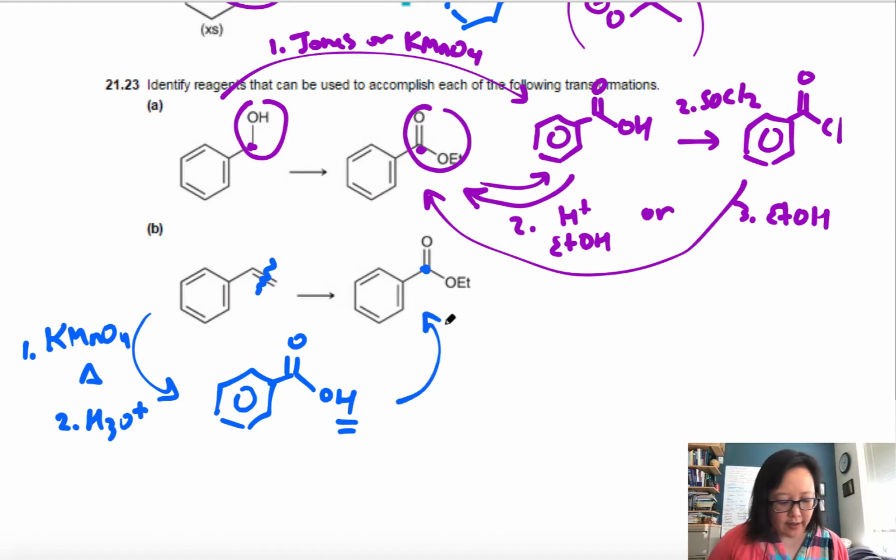And then to go here, you could do the same thing we did here. You could either convert to acid chloride and then use ethanol, or you can use ethanol in acid and hope for Le Chatelier to push the reaction forward.